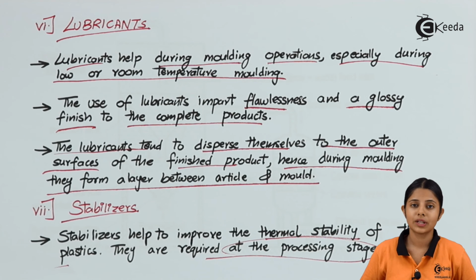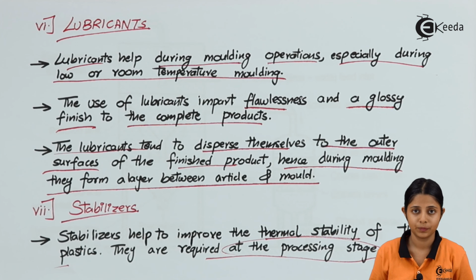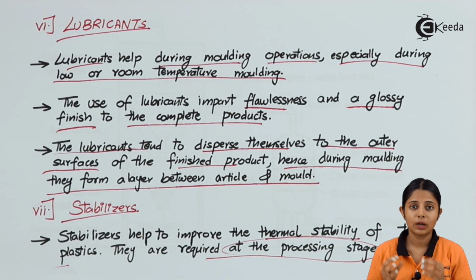So over here in today's session, we studied about compounding of plastics. Compounding is nothing but addition of various substances into the plastics to improve the physical and chemical properties. We studied many types of compounding materials and compounding agents, and we also studied what all these compounding materials do to the plastic and how they enhance the properties of the plastic.